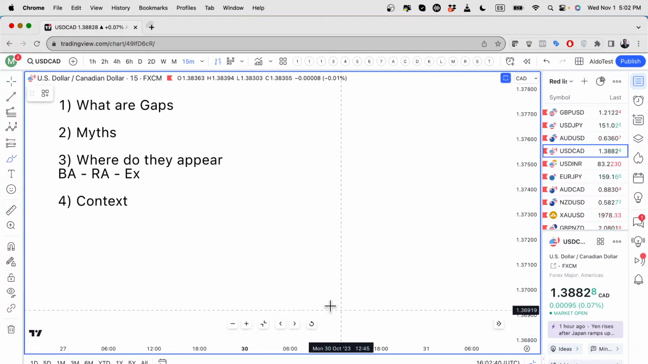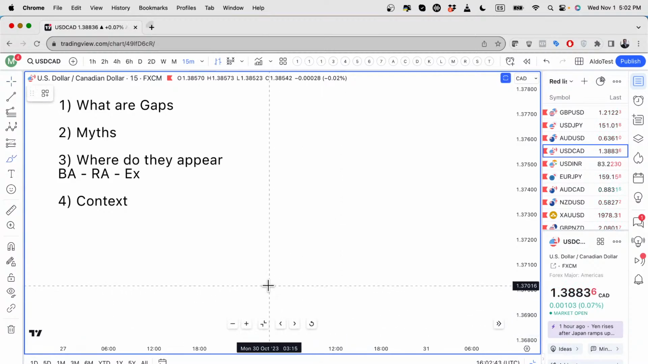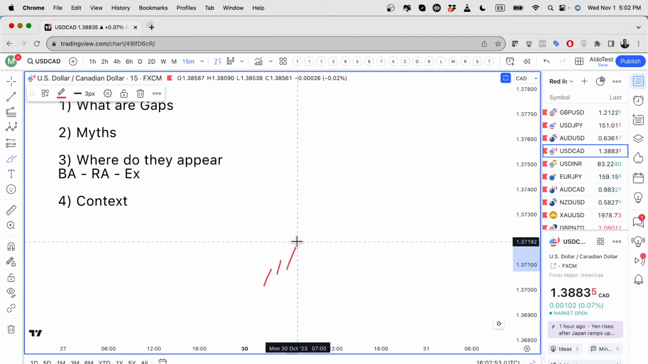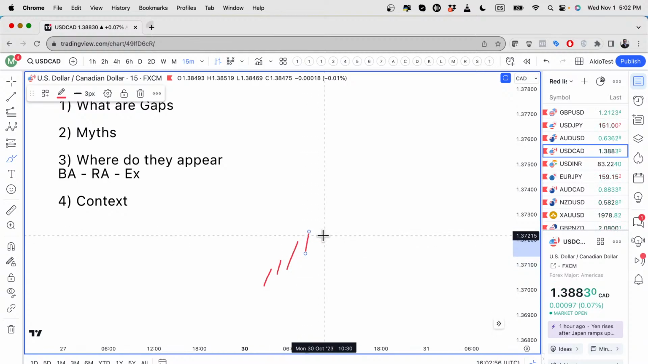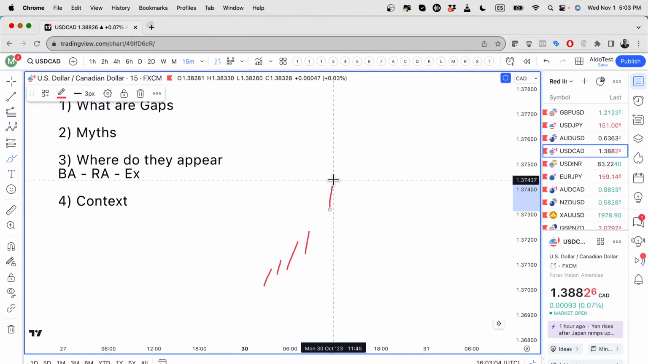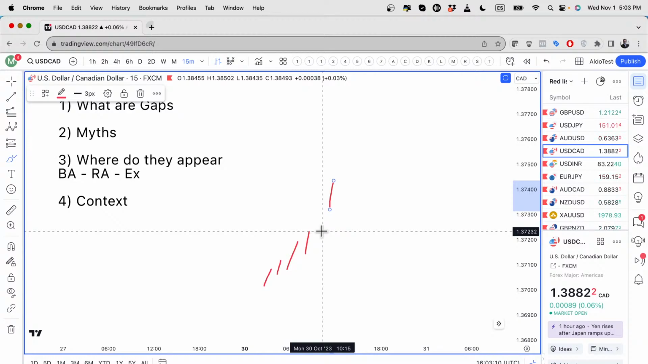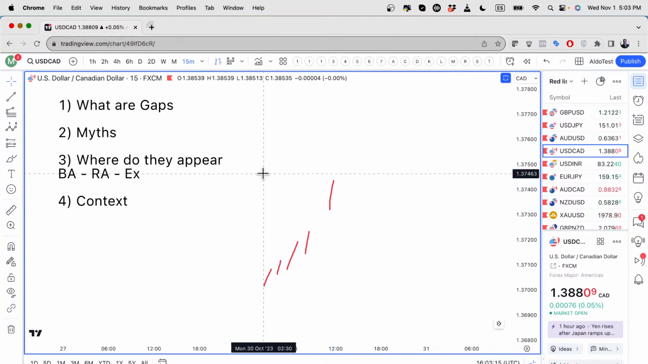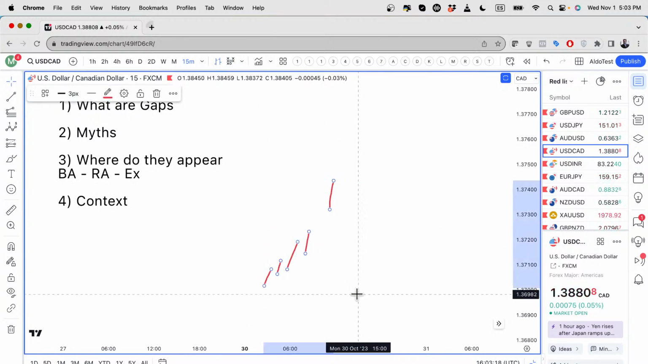So the very first thing is, what are gaps? Gaps are very simply an area in a price chart where no trade has taken place. So let's say that you are in an uptrend. Prices are moving high like this and like this and like this, and suddenly we see an empty space there where no trade takes place. These are gaps.